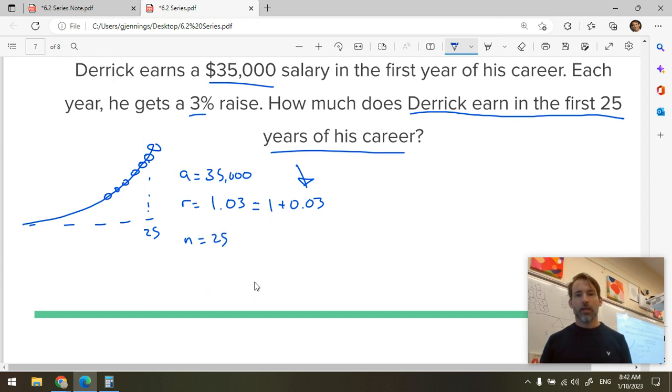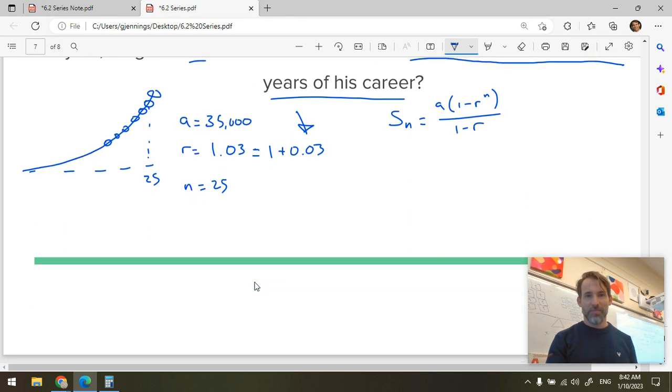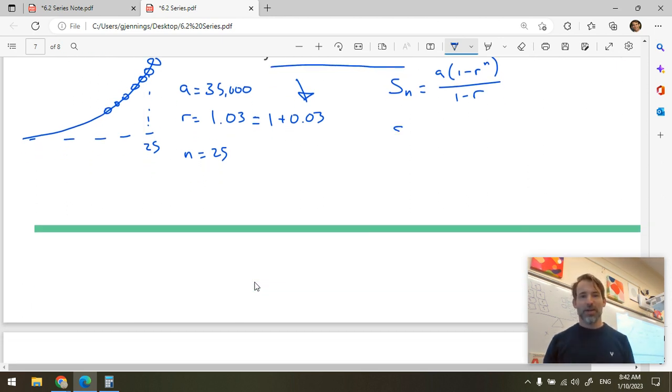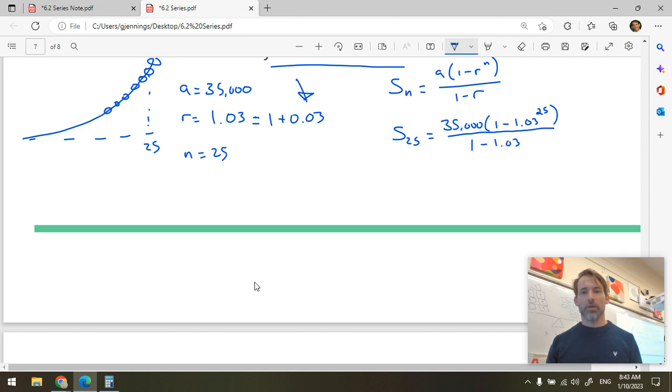So let's go. The sum of a geometric series is given by this formula: a multiplied by 1 minus the ratio to the power n, all divided by 1 minus the ratio. Write your formulas out every time, and then sub in your numbers. So here the sum of the first 25 terms, the first 25 years of his earnings, is going to be equal to $35,000, what he earns in his first year, multiplied by 1 minus 1.03 raised to the power 25, all over 1 minus 1.03. And now I would chug that on a calculator all in one go.